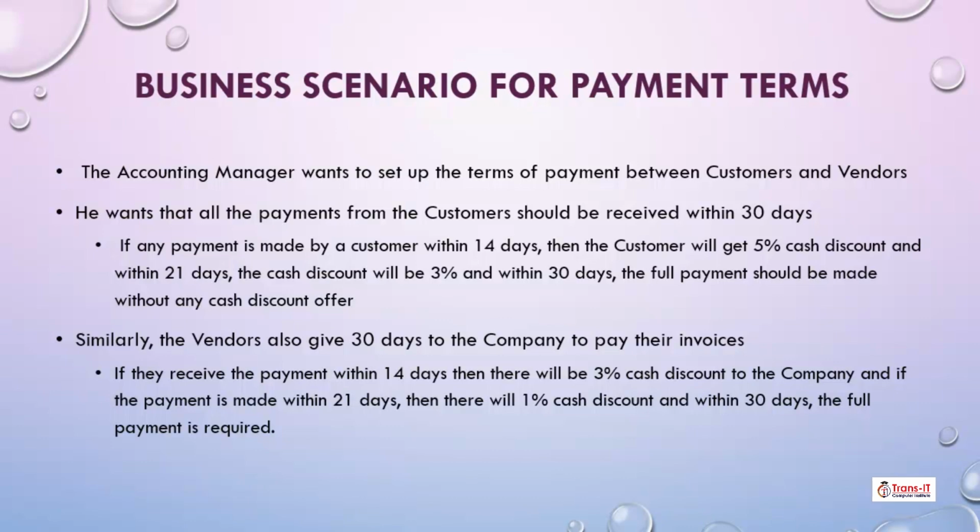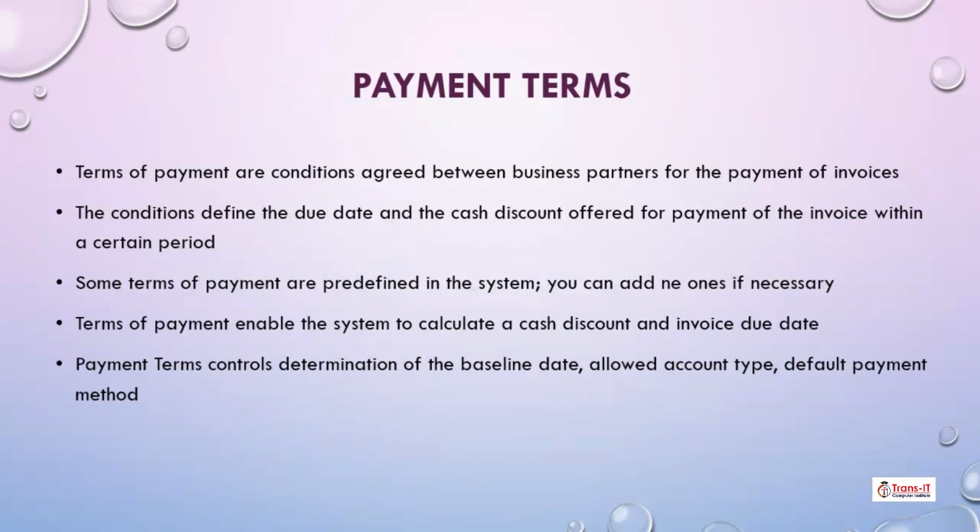Similarly, the vendors also give 30 days to the company to pay their invoices. If they receive the payment within 14 days, then there will be 3% cash discount to the company, and if the payment is made within 20 days, then there will be 1% cash discount, and within 30 days the full payment is required. What do you mean by the payment term?